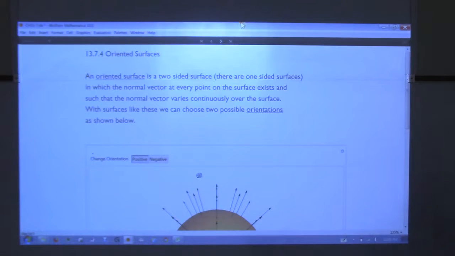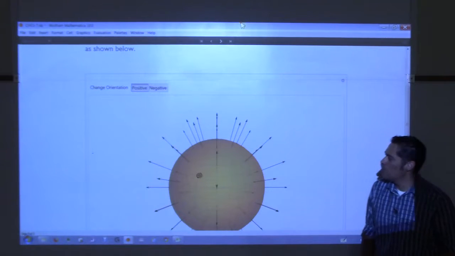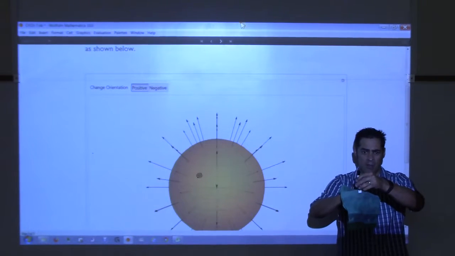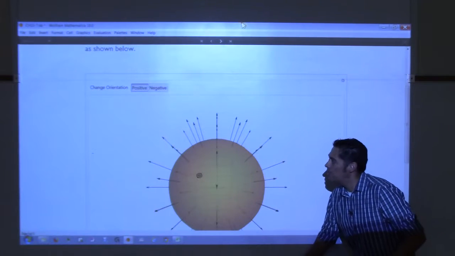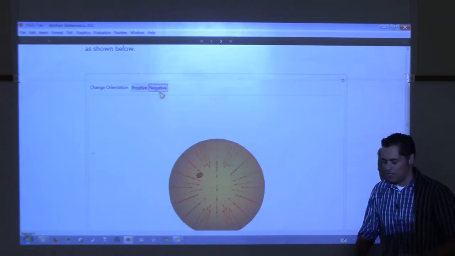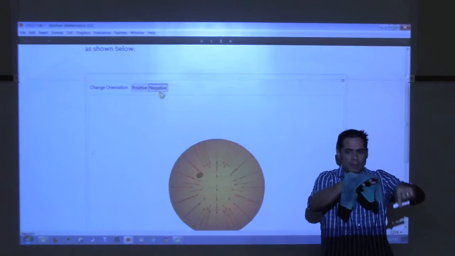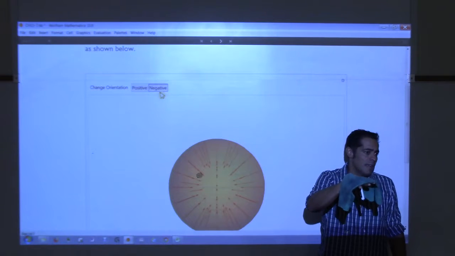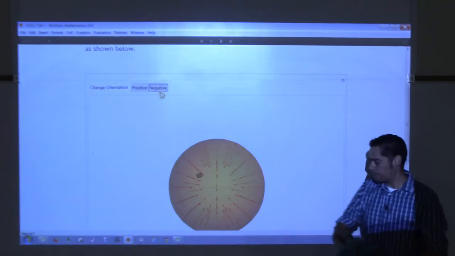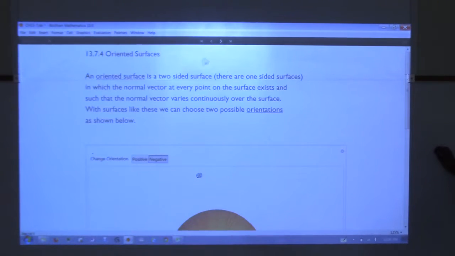Now there are two possible orientations for this surface. You can have what's called positive orientation, which would be where your normals point in some direction. And then you would have what's called the negative orientation, which would be that they point the other way. So you've got the surface, you've got a normal vector. You could say that's the positive orientation, and that would mean that the normals pointing inside are the negative orientation. Understand? Pretty straightforward? All right. With these surfaces, we can choose two possible orientations. It's our choice.